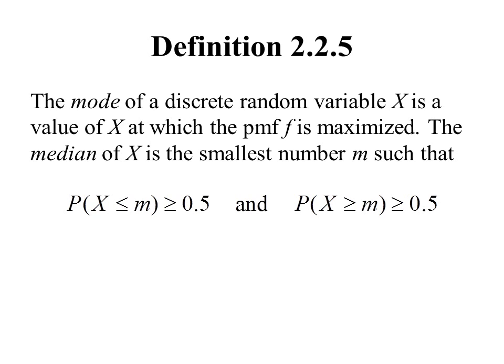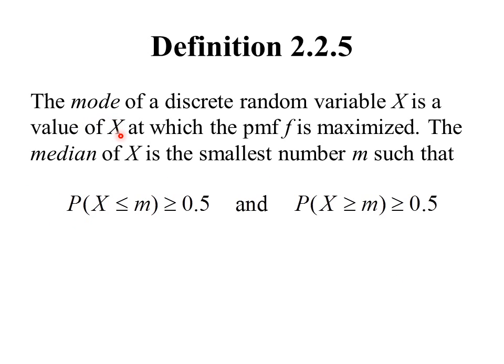Now lastly, we're going to define two numbers that we call the mode and the median. Okay? The mode of a discrete random variable x is the value of x at which the probability mass function is maximized. Okay? The median of x is the smallest number m such that these two probabilities are true.